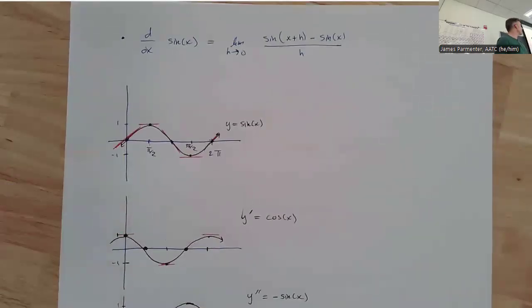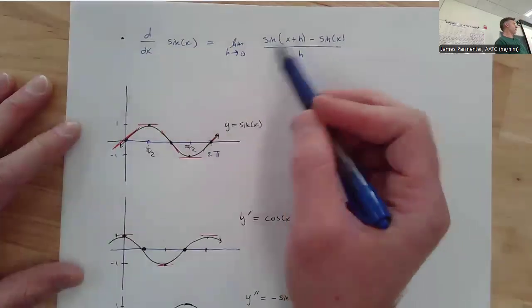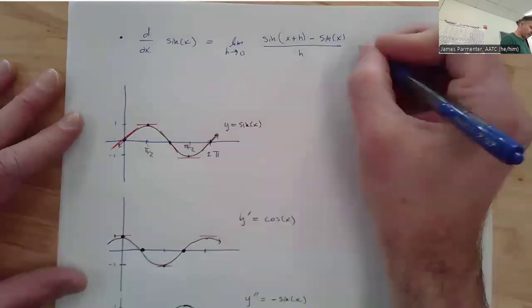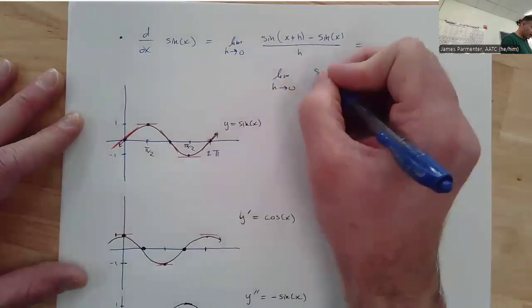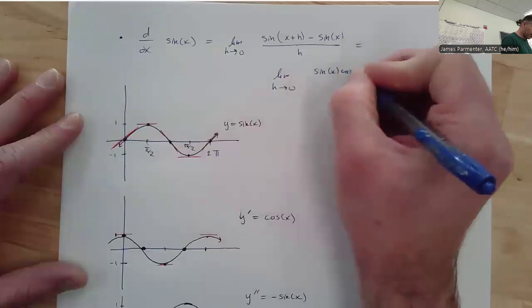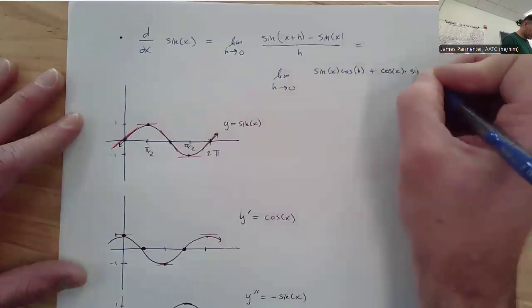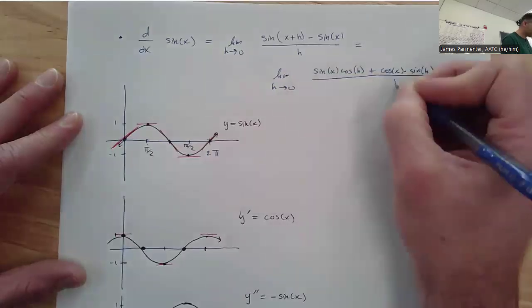the angle sum identity for sine, which I did mention a couple of classes back because I was like, someday we're going to talk about this. Well, today's the day. So I'll remind you all that sine of x plus h, or sine of an angle plus another angle, is sine of the first angle times cosine of the second angle plus cosine of the first angle times sine of the second angle. So it's going to look like the limit as h approaches 0 of sine of x times cosine of h plus cosine of x times sine of h minus sine of x, all divided by h.